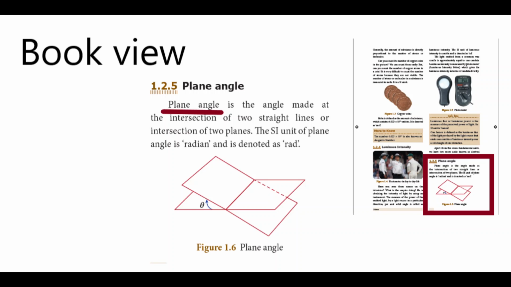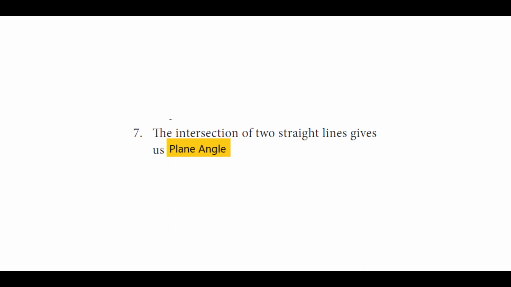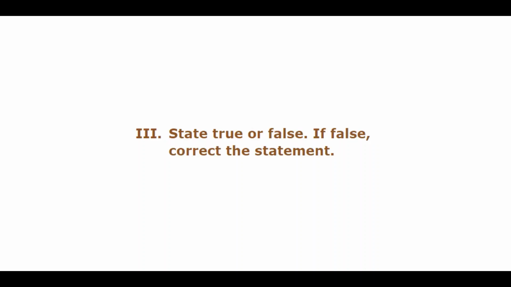Seventh one. The intersection of the two straight lines gives us dash. Here is the book view. You can see the underlined one. Plane angle is the angle made at the intersection of two straight lines or intersection of two planes. So the answer will be plane angle. Again, I will read it. Seventh question. The intersection of two straight lines gives us plane angle.